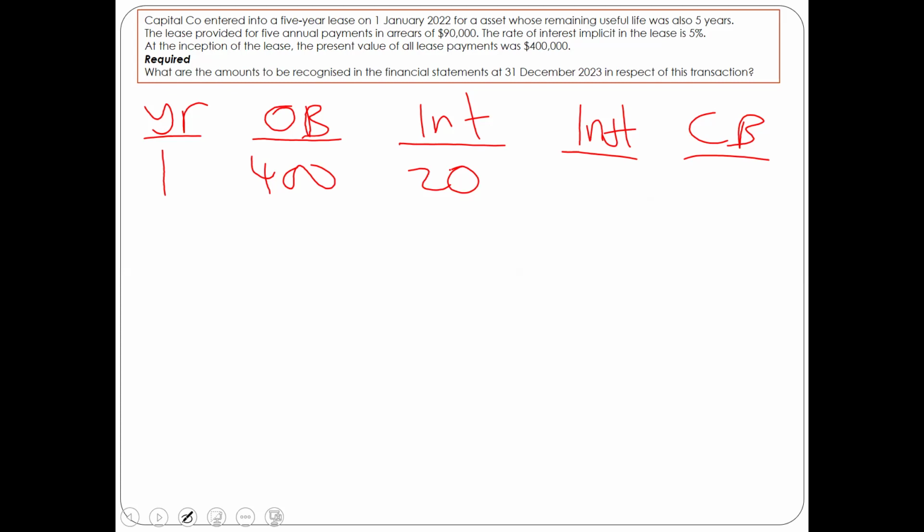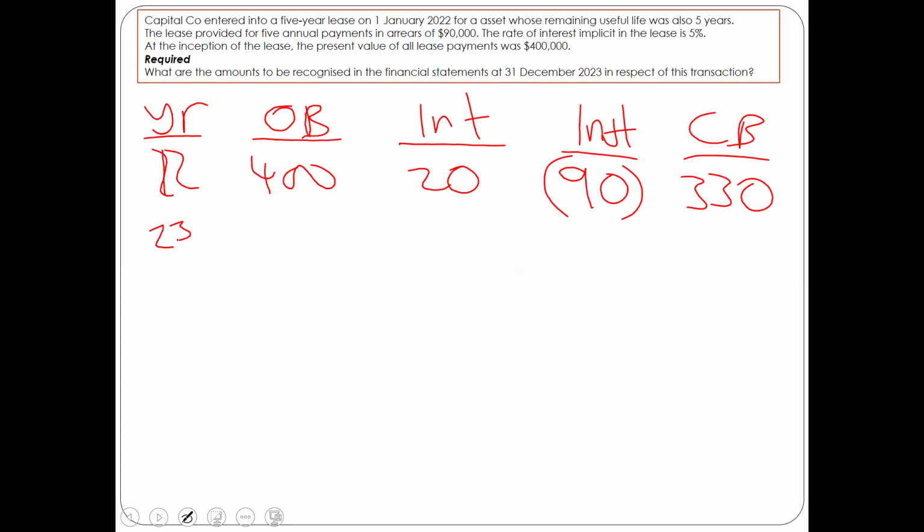Then we will consider how much are we actually paying per year. So we are paying 90,000 per annum. So it means at the end of the first year, we had 400 at the beginning, we added interest of 20 to make it 420. We subtract 90 that we are going to be paying at the end of the year to get 330. So this is what's happening at the end of the year, which is 2022. All right. Then we consider at the beginning of 2023.